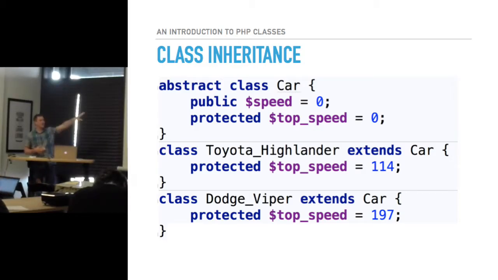So what we've done is we said abstract, which means that you can't actually instantiate a car in and of itself. It has to be extended, such as in the Highlander or the Viper examples. So we can do new Highlander or new Viper, and it will create a new vehicle of that type. But PHP would not allow us to create a new car. Any questions on that?